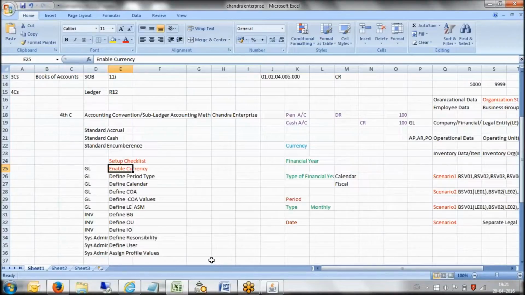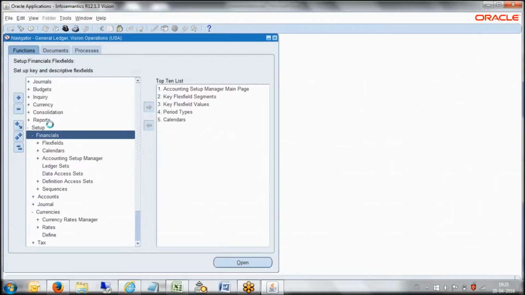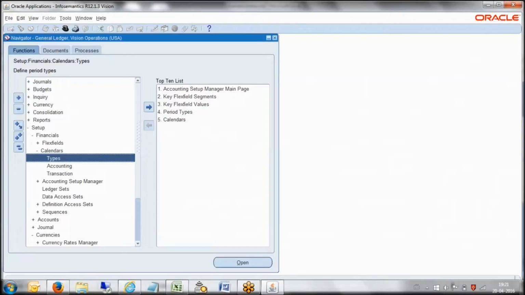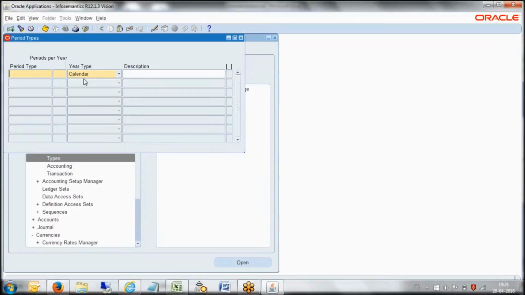Define period type. We'll do it quickly. Calendar we can do the day after tomorrow. To define calendar, we need to go to financials, then calendars. Vijay, if you want to go, you can do it tomorrow also. Period type at least we can define right now. Period type, monthly.